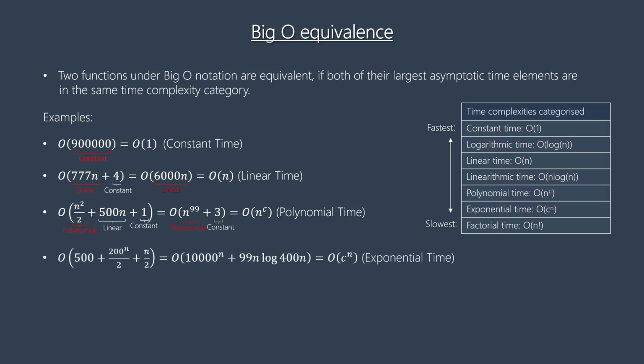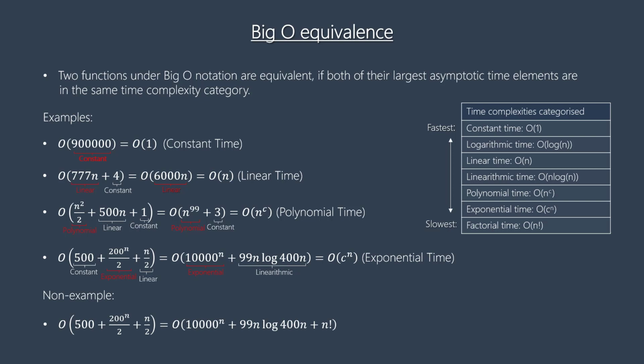Finally, an example for exponential running time, we can see that this element is exponential and has the highest rate of growth out of the other elements in that function. Therefore, it is equivalent to any other function which has the exponential element as its slowest growth rate. Here is a non-example that shows us two functions under big O notation that are not equivalent. This is because their elements of highest growth rates are in different time complexity categories.